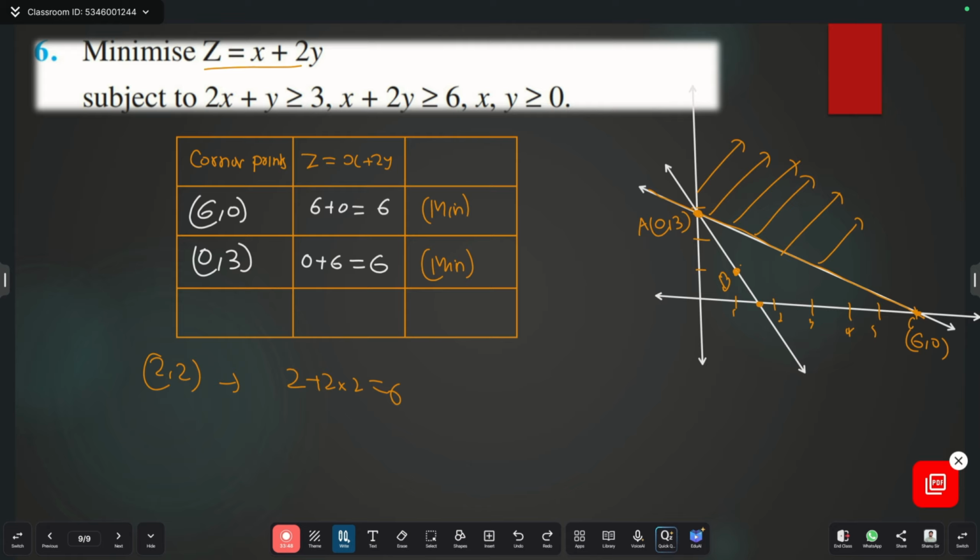Let's take any other point on this line. Suppose I take x value 3, then what is the y value? Y value will be (6 minus 3) by 2, that is 3 by 2. Now if you put the x value and y value in this objective function, again 6 coming. It means on every point of this line there is a minimum. So there are infinite points at which your function is minimum. Infinite solutions in this case, not one, not even two, infinite solutions.